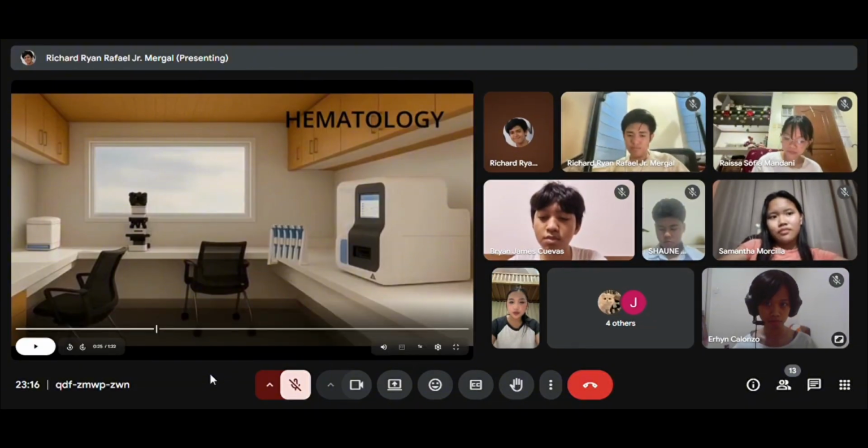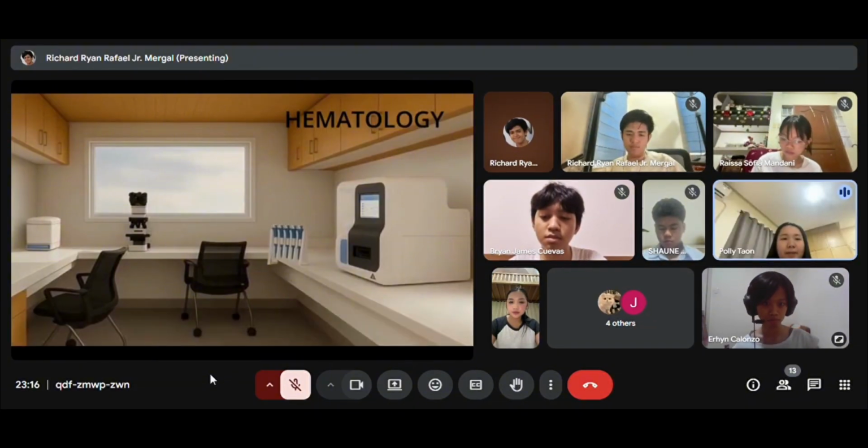For the hematology department, this is a specialized laboratory section that studies blood, blood forming organs, and blood related disorders. It examines blood cells, bone marrow, and organs like the lymph nodes, spleen, and thymus. The department analyzes blood and body fluids to assess cell counts, cell appearance, and clotting function.